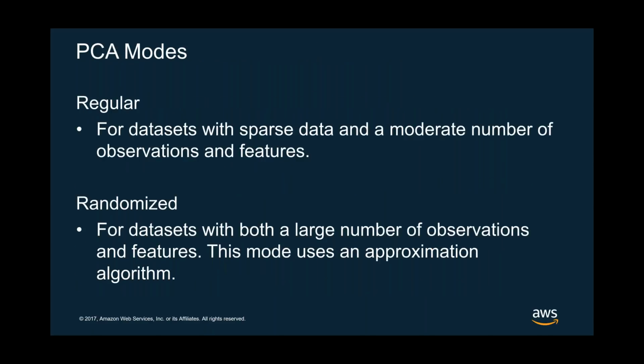There's two kinds of PCA modes, regular and randomized. Regular is for data sets with sparse data, and randomized would be used for data sets with both a large number of observations and features, that uses another approximation algorithm.